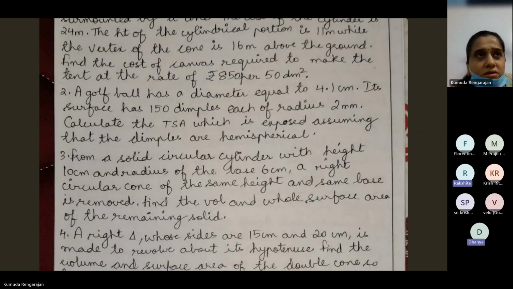CSA of hemisphere, ma'am, plus... Yeah, Danya, one at a time. CSA of hemisphere plus area of sphere. CSA of how many hemispheres? 150, ma'am. 150. Okay, then. Come again. CSA of 150 hemispheres and surface area of sphere. Total TSA of a sphere.